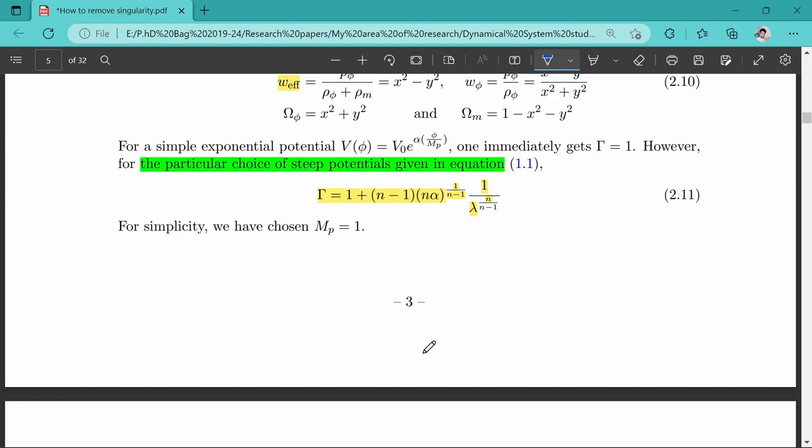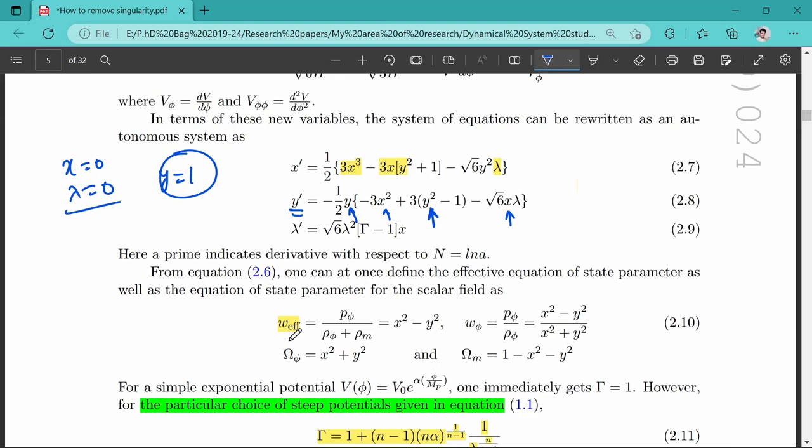But for example, to understand the stability of these critical points, one of the critical points corresponds to the late time universe, where x is zero, lambda is zero and y is equal to one. Okay, everything is fine, but will this point be stable or unstable? Who is going to tell me? This can be found out by using the Jacobian analysis.